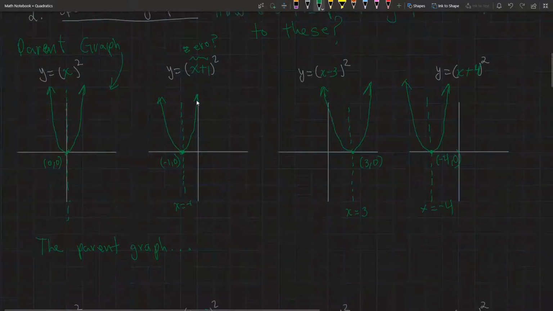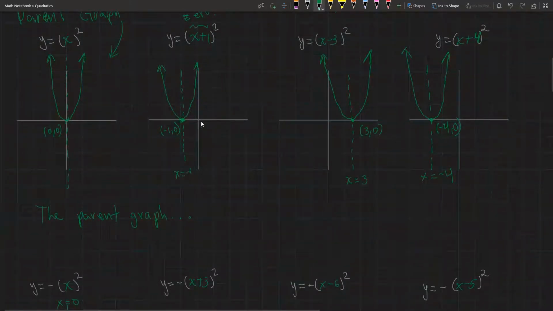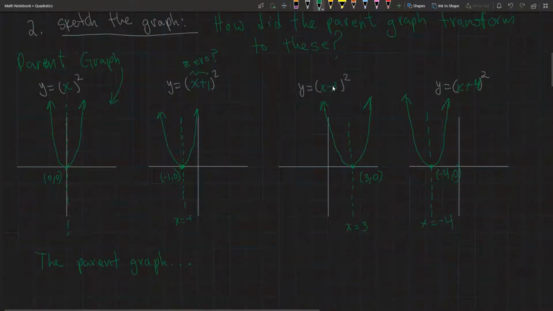Does the plus 1 mean that the parabola moved 1 unit to the right? And look at it. No, it moved 1 unit to the left. Does the negative 3 mean that it's 3 units to the left, as we would think intuitively? It doesn't mean that. It moved 3 units to the right. What does the plus 4 imply then? It means 4 units to the left.